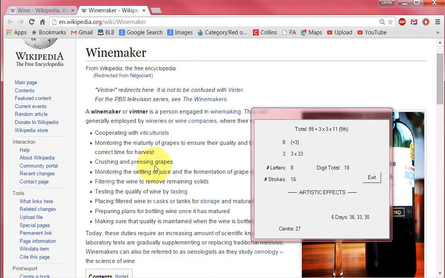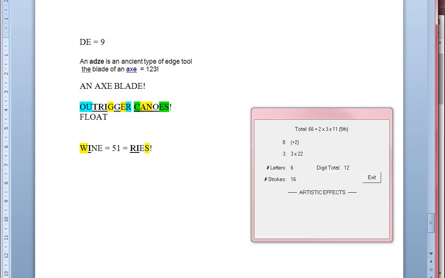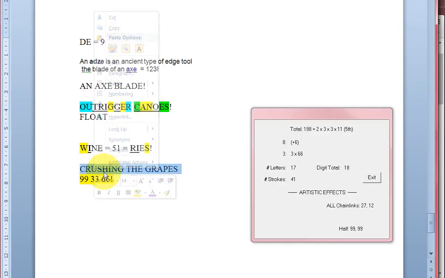Ooh, crushing grapes. 99 plus 66. That's an obvious pair. Crushing grapes. Grapes, 99, 66. An obvious three fest there. And then if you say crushing the grapes, that injects a 33. Everything divides by 33. Crushing the grapes. You're just like, yep. And then you can slice that in half to get 99 over here and 99 up here. That's amazing. Crushing the grapes.